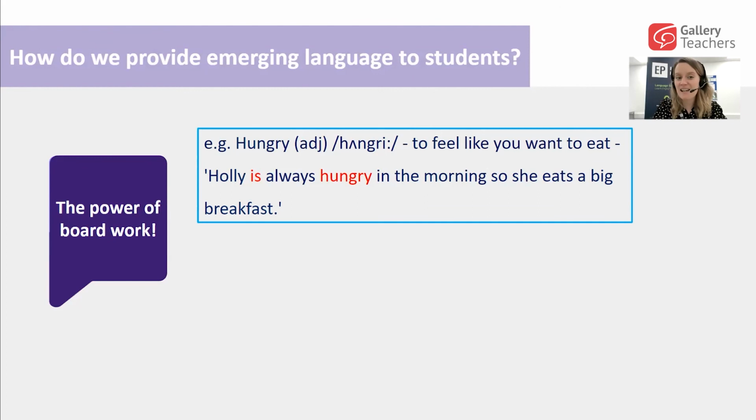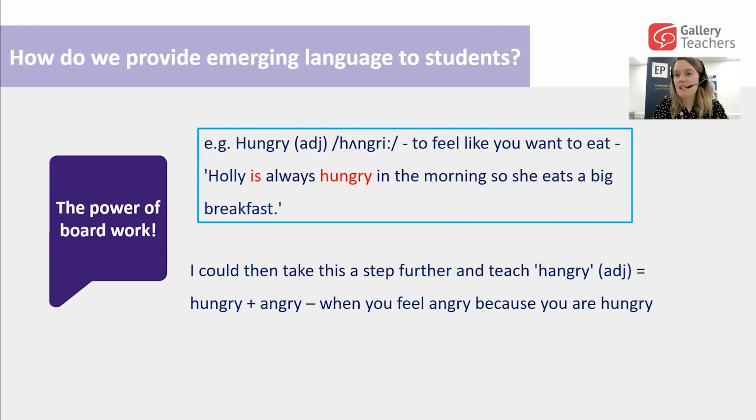I highlighted "is" here because I wanted them to be aware of the use of the verb to be. And then I could take it a step further. So I could also teach them "hangry", when you're the combination of hungry and angry. So when you feel angry because you're hungry. This is a word I use myself quite a lot. So this is why I naturally went down this road.